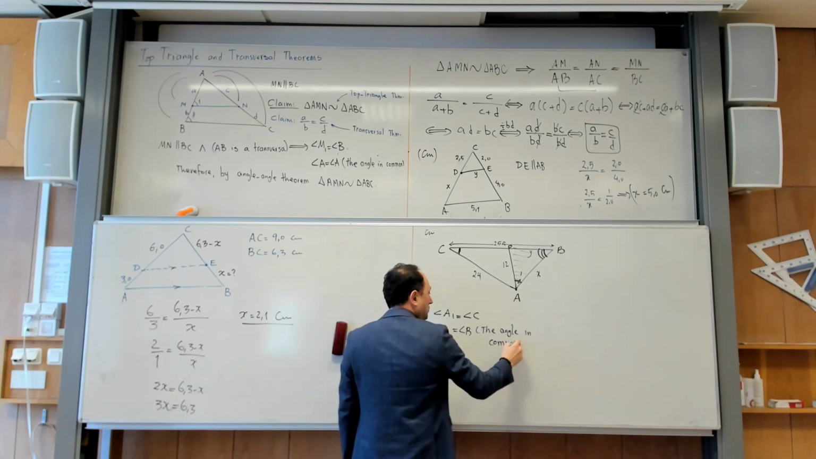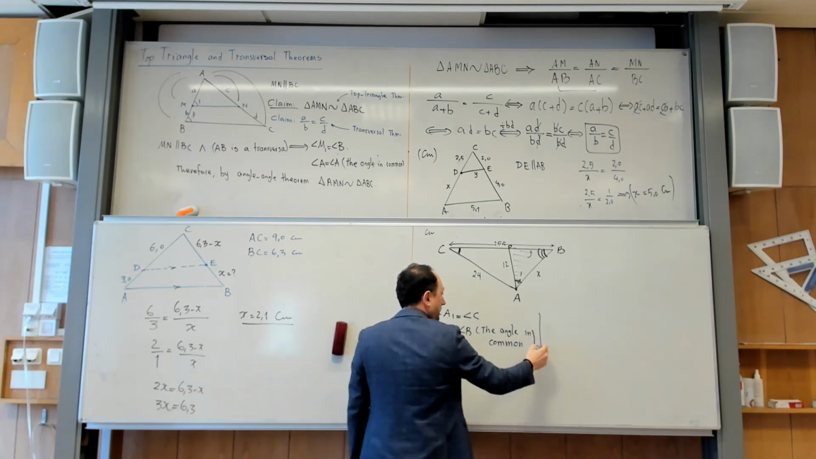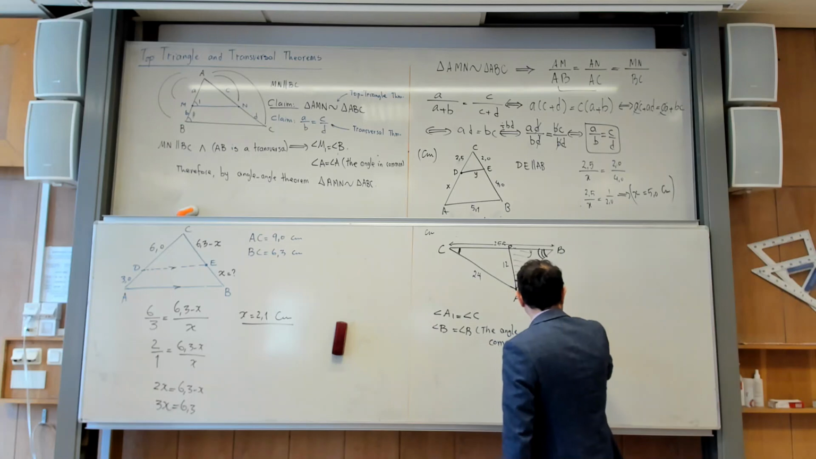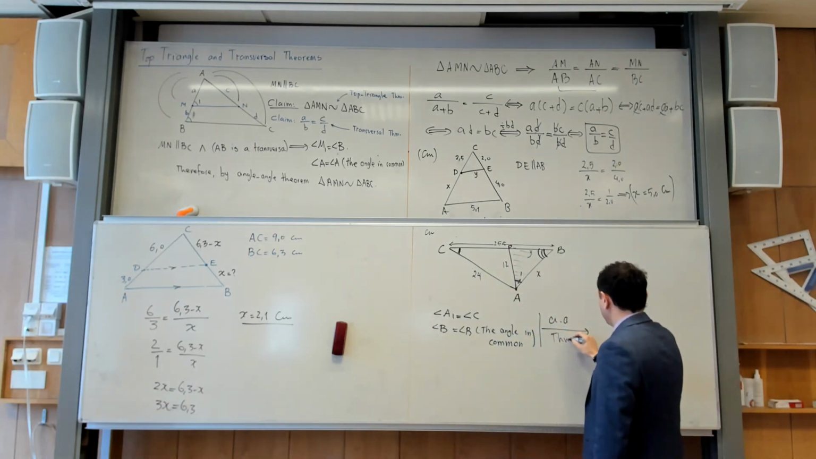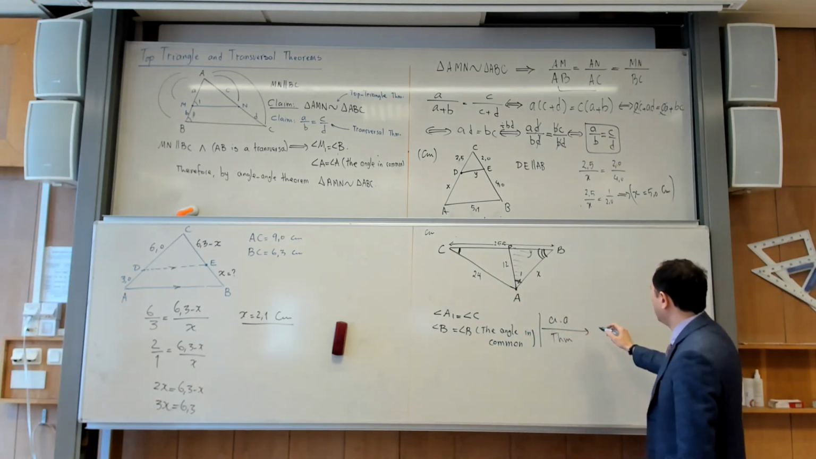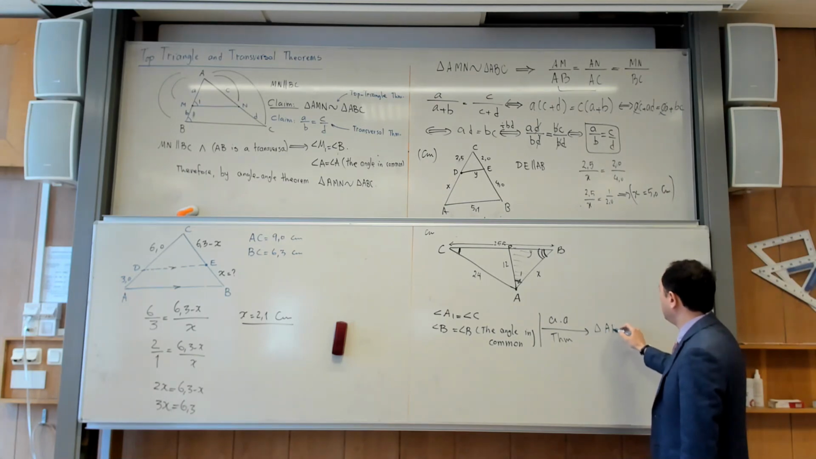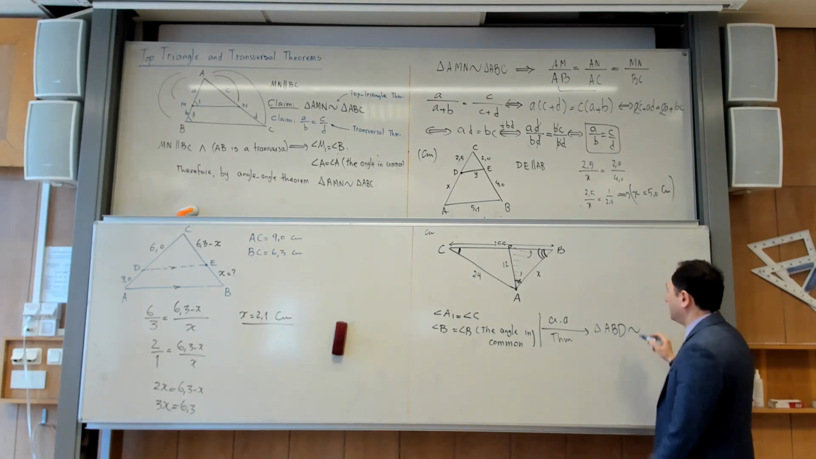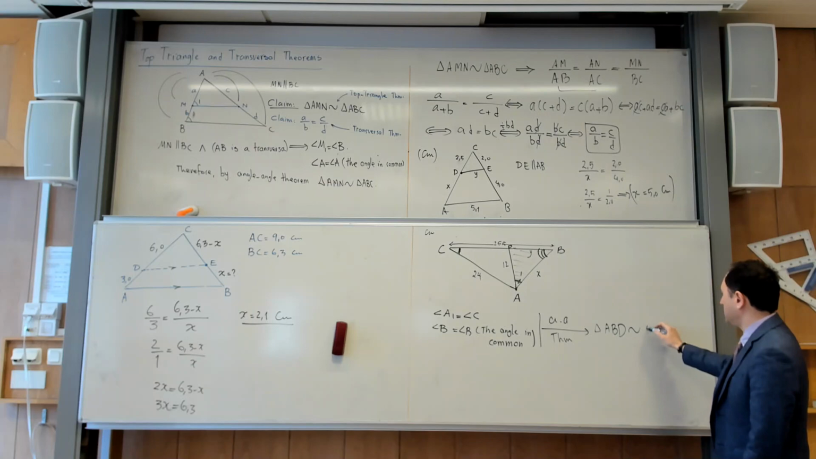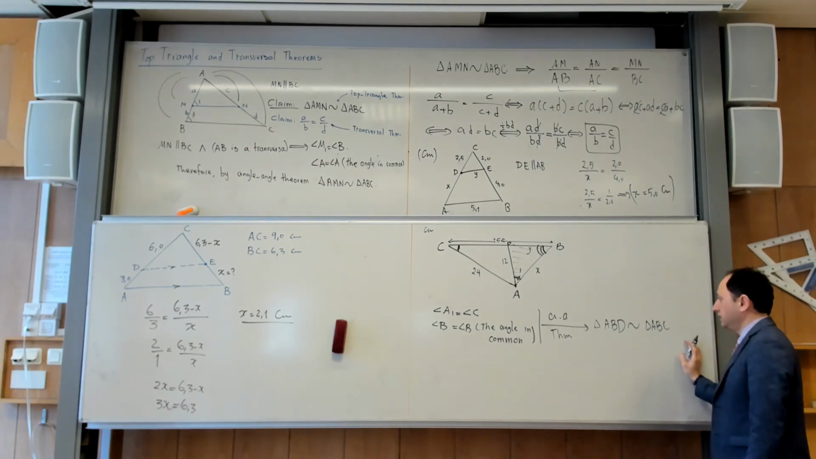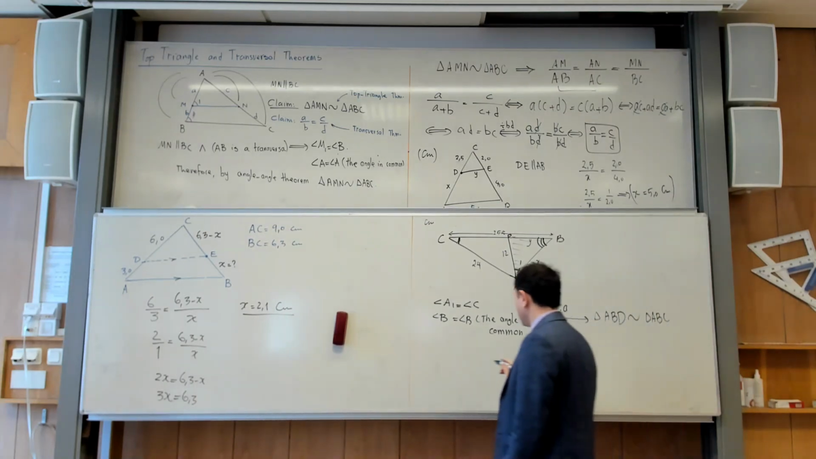Based on the equality of these two angles, I can conclude by the angle-angle theorem which triangles are similar? The triangle ABD is similar to the bigger one, ABC, okay? But let us train ourselves now. I want to write something.